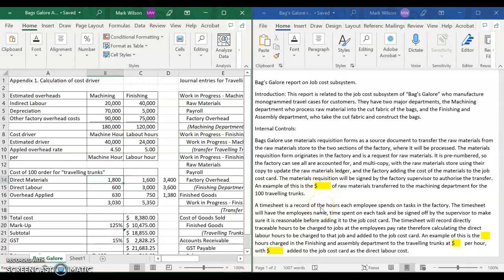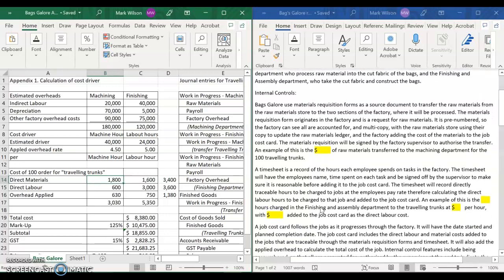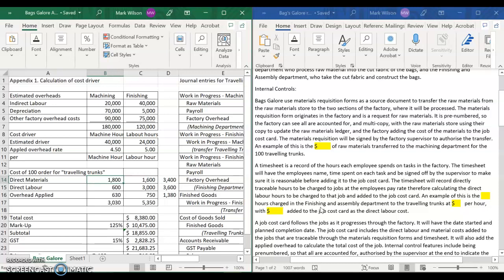Your second tab, your sticky note, put on page 264, and this is your timesheet. Again, the definition of a timesheet first, and I've got a definition up here: a record of the hours spent on each task, what it has on it. So that's a good start. Then the internal controls will record the traceable hours. So really what we're after is internal controls here, and internal controls will be the employee's name. Why is that an internal control?